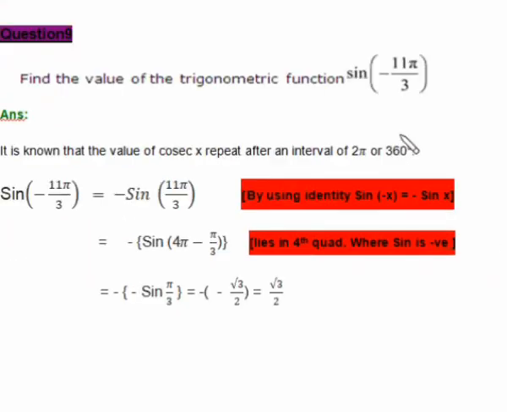Now comes the next question. Find the value of the trigonometric function sine minus 11 pi by 3. It is known that sine minus 11 pi by 3 is minus sine 11 pi by 3. We know this identity and the minus remains the same. 11 pi by 3 is written as 4 pi minus pi by 3, and 4 pi is a multiple of 2 pi. It lies in the fourth quadrant, and 4 pi minus pi by 3 gives minus sine, because in the fourth quadrant sine is negative. It gives minus sine pi by 3, and minus minus comes plus. The value of sine pi by 3 is root 3 by 2. It gives the answer root 3 by 2.